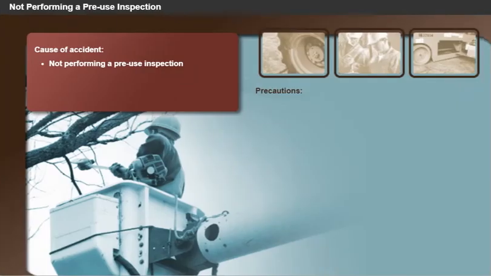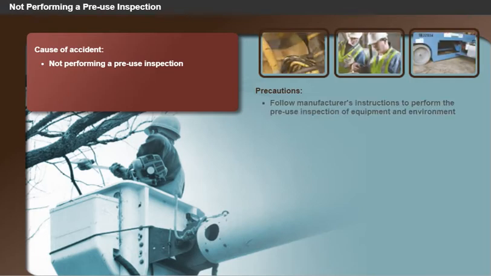Not performing a pre-use inspection can cause problems once you're on the lift. Follow the manufacturer's instructions to perform the pre-use inspection. This inspection includes not only the equipment you'll use, but also means inspecting the work environment for potential hazards. Click the link for components to inspect before each use.